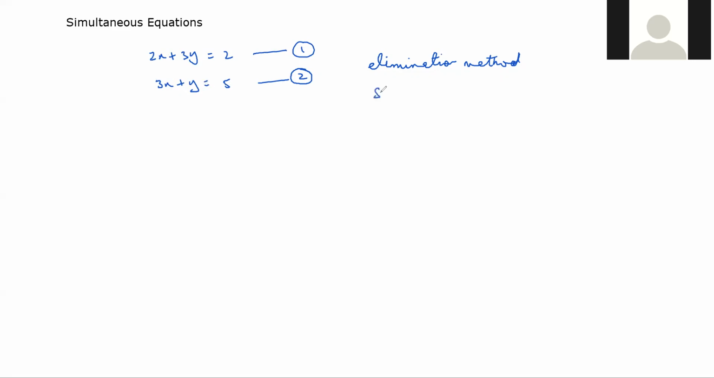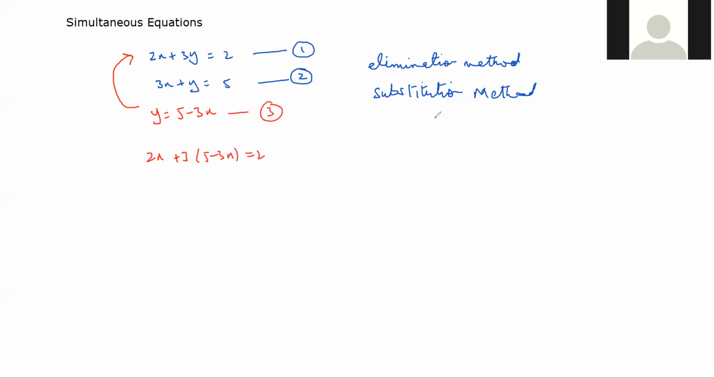Okay. Then you have the substitution method, where you just take out y from this equation. For example, from this second equation you have y is equal to 5 minus 3x. Okay, and you will substitute this into this equation, and then this will become 2x plus 3 into 5 minus 3x. So you will get your x from this, and then you will get your y from this third equation.